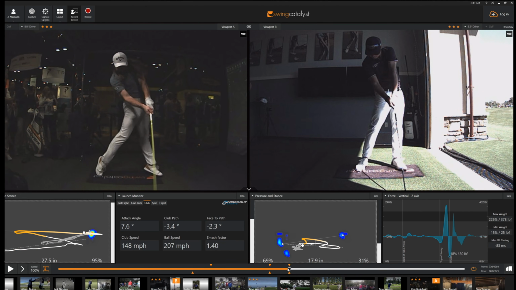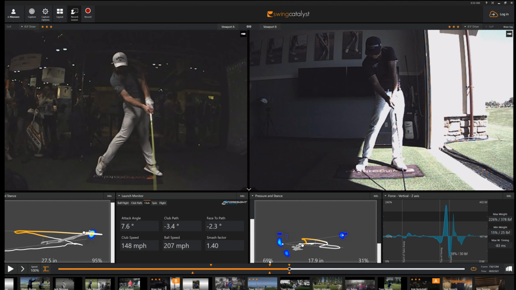So at impact, notice the difference in pressure. In Kyle's swing at impact, his trail foot's got 95% of the pressure. Like, wait a second, is that hanging back? Well, no, he's not hanging back. He already shifted to the left. Now he's shifting back to the right by pushing off the left.